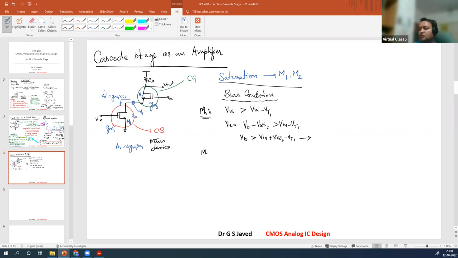For M2 to be in saturation, what is this value? Vout minus Vx. Correct? This is the VDS value, Vout minus Vx. So this is your VDS. That should be greater than VGS2 minus VT2. So how do you simplify this? Try to get Vout on this side. So what will be left over? Vout should be greater than Vx plus VGS2 minus VT2.